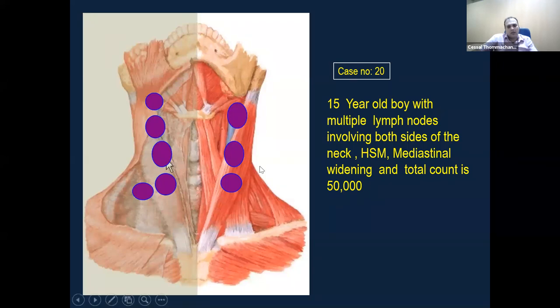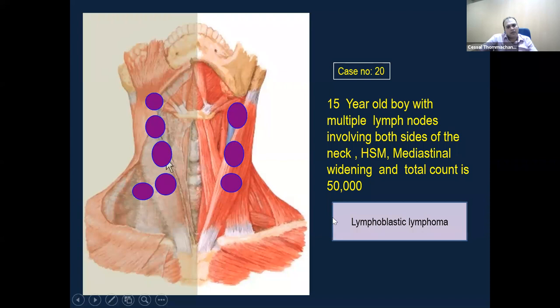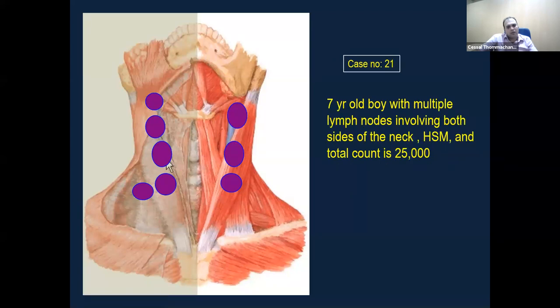A 15-year-old boy presents with multiple lymph nodes involving both sides of the neck. Short history, hepatosplenomegaly, high counts like 50,000, mediastinal widening on X-ray. Clinical examination shows hepatosplenomegaly. You are dealing with an adolescent male. You have to consider more of a lymphoblastic lymphoma. A 7-year-old boy, everyone knows it is ALL.